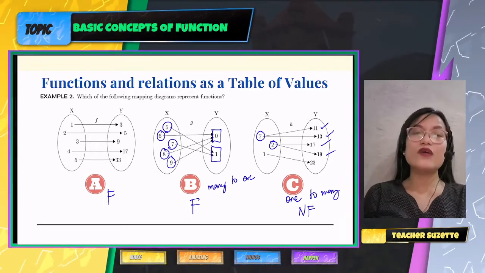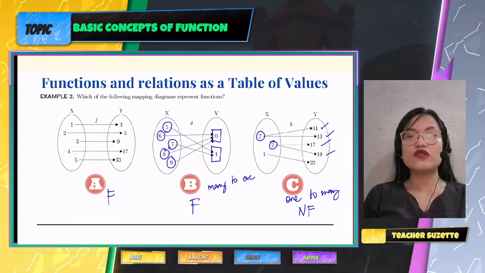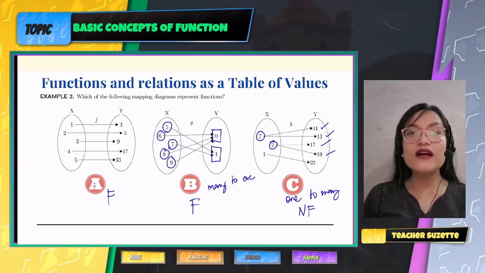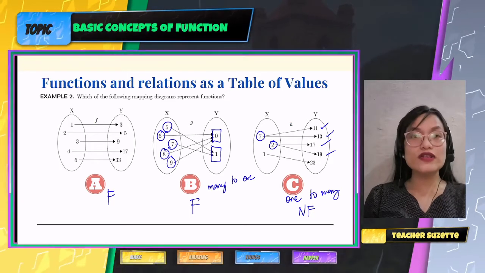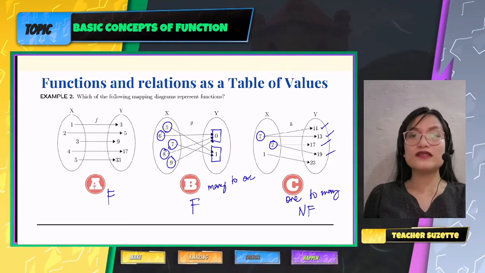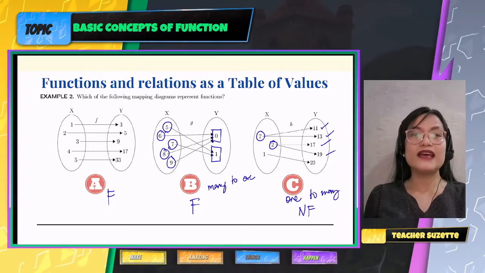So that's how you check under ordered pairs, table of values, and mapping if the given relations are functions. I hope you learned something for this short video. Next po, we are going to discuss naman about graphs and equations.